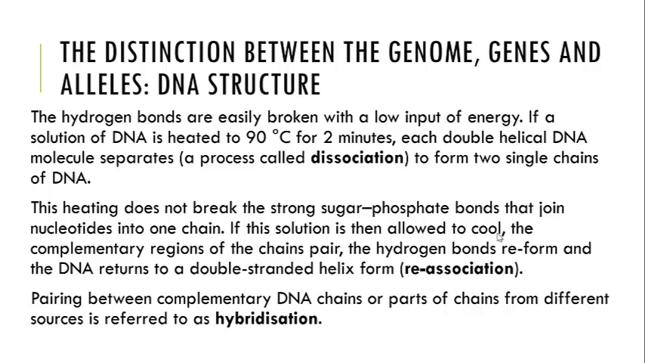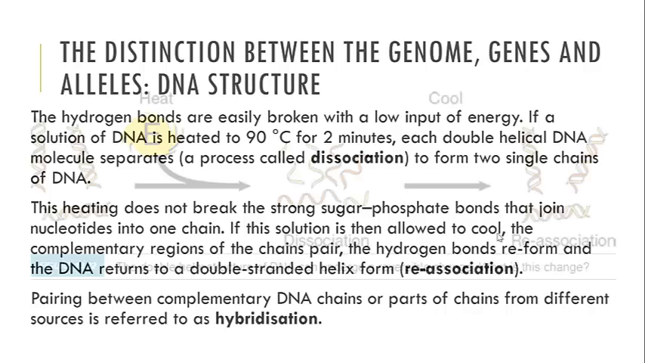If this solution is then allowed to cool, the complementary regions of the chains pair back up and the hydrogen bonds reform. The DNA returns to a double-stranded helix, and this is called reassociation. So they're pulled apart, and kind of like magnets, they slip back together where they best fit. So pairing between complementary DNA chains or parts of the chains from different sources is referred to as hybridization, and this is where we get into gene splicing and being able to design and code for different genes, and we'll come back to that a little bit later.